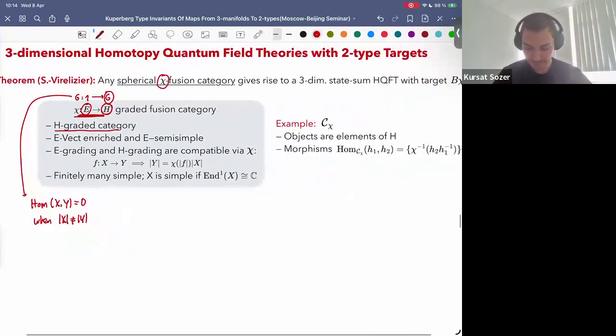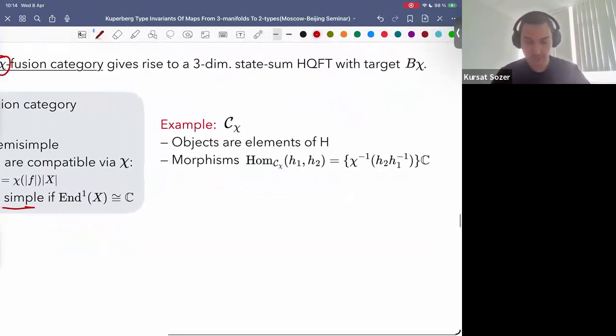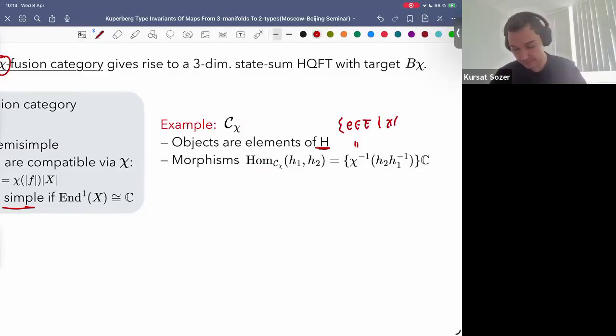And we define simple objects in this way. One of the main examples that we have is this category coming from linearization of the 2-group. Objects are elements of H, and morphisms are linearizations of those elements in E, which are such that chi(e)h1 is h2. This is precisely what can be called a morphism from h1 to h2.